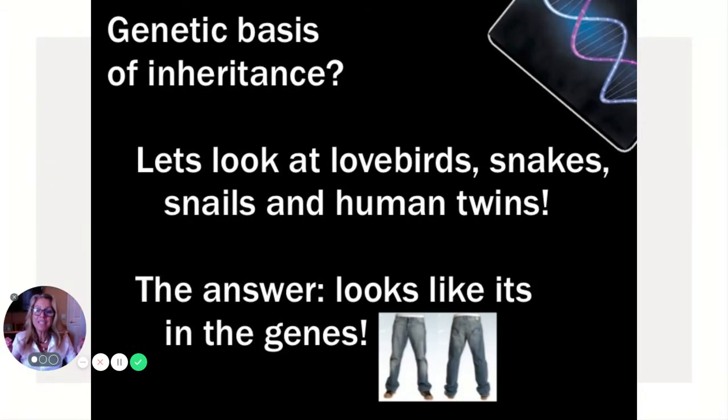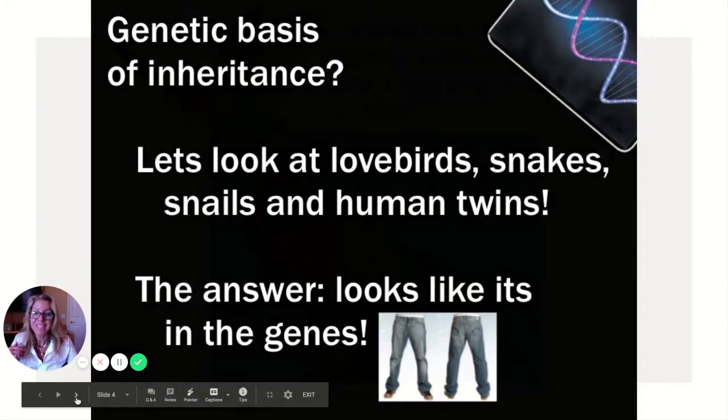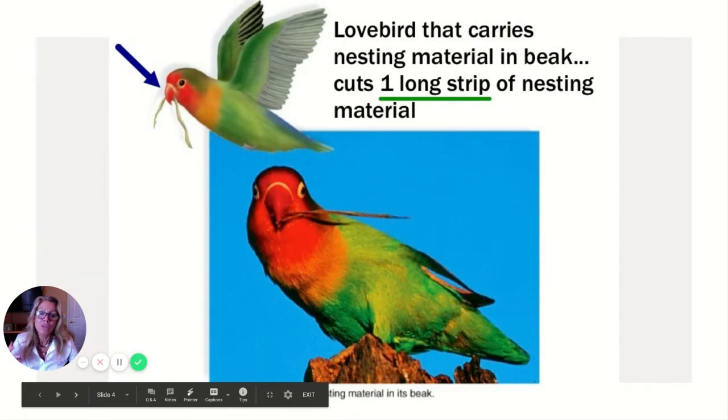All right, so is there a genetic basis of inheritance? We're gonna look at several different experiments and observations and see what we can come up with. And I'm gonna tell you right now, the answer looks like it's in the genes, literally. I know, bad joke. So let's start with a lovebird.